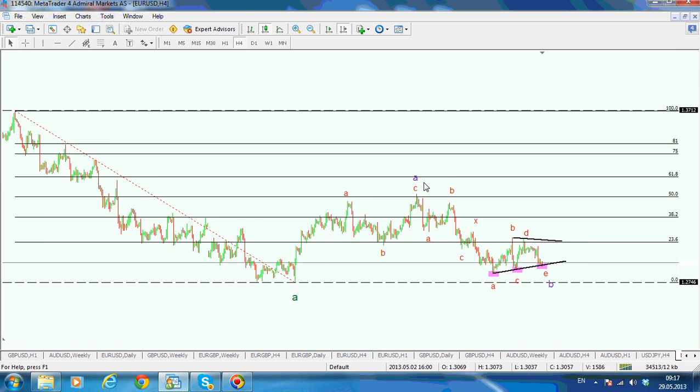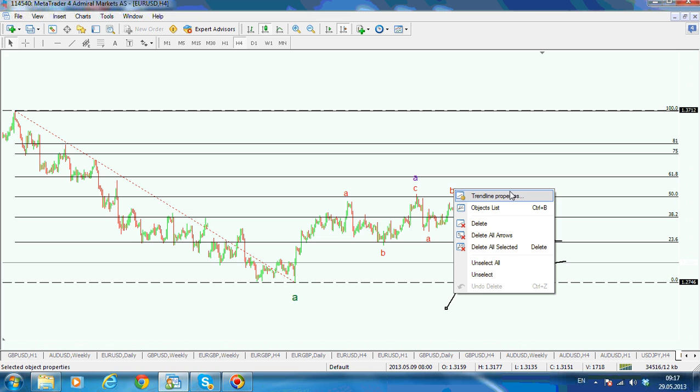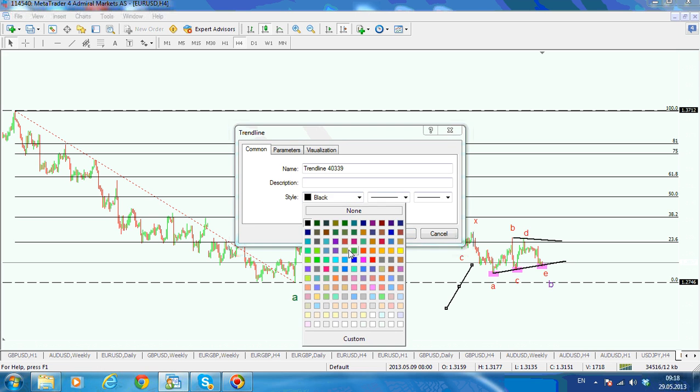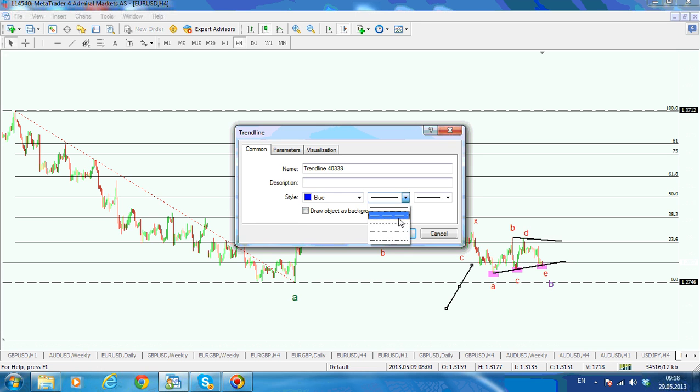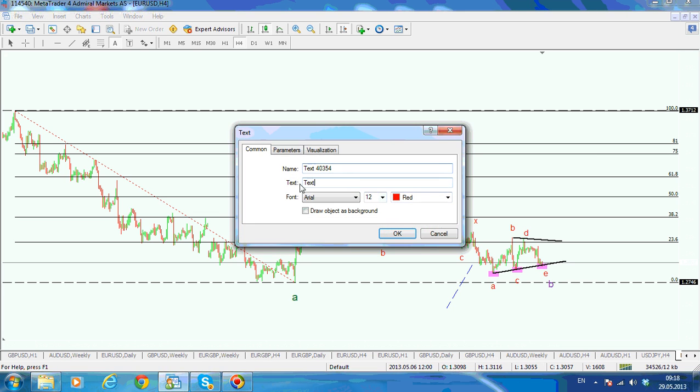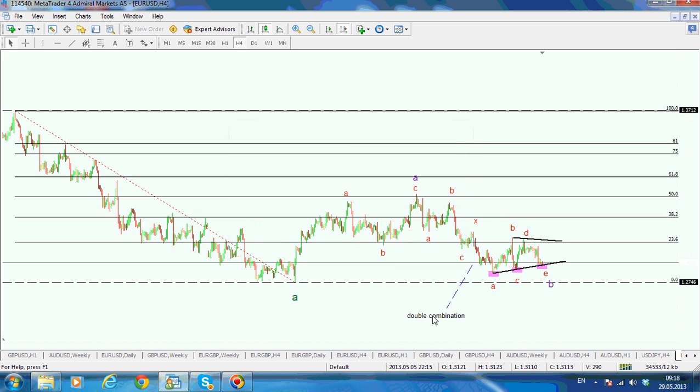This is being called a double correction or a double combination, and it ends in a contracting triangle as noted earlier. So, contracting triangle as a reversal pattern.